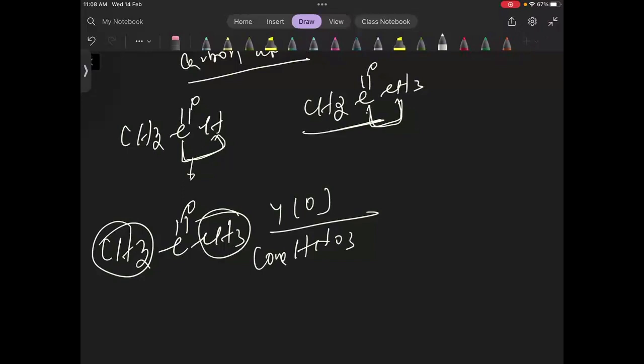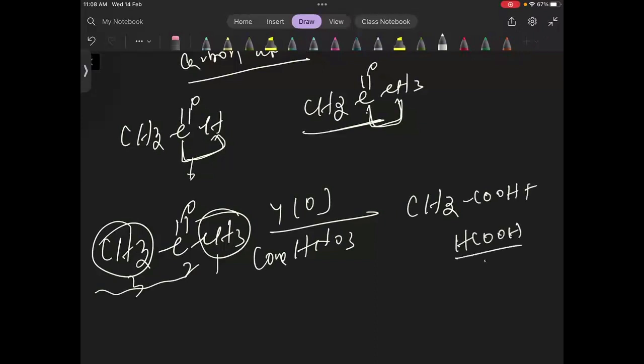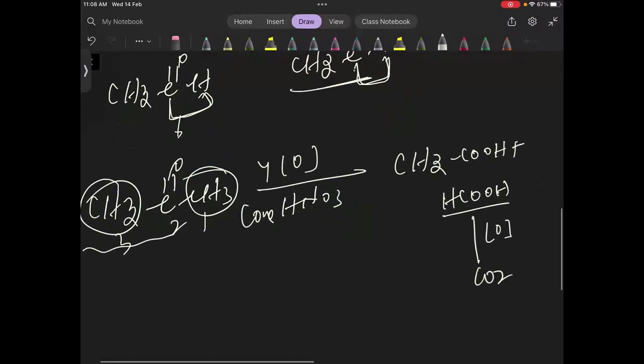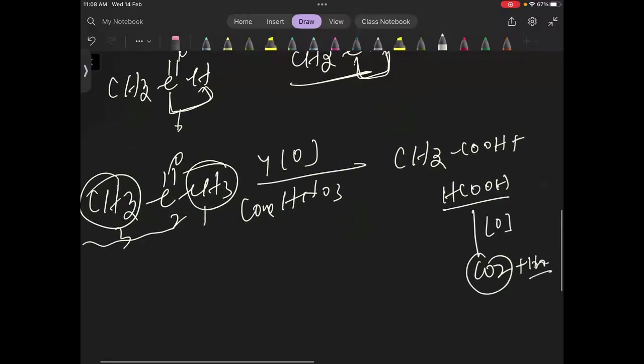So what is going to happen here: C1, 2, 3. Bond cleavage between C1 and C2, and we get CH3COOH plus formic acid, right? Further, the formic acid can be oxidized again. On oxidation that will convert into CO2 plus H2O, right? Students, acetic acid will not be oxidized further, because further oxidation is not possible at this carbon.